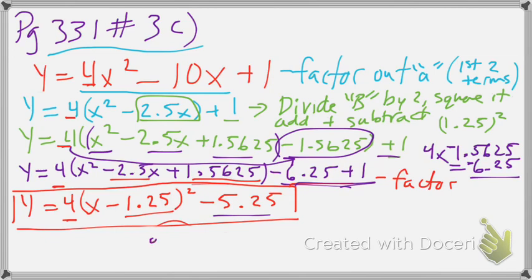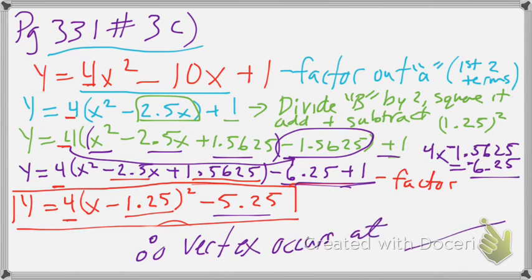Okay, so therefore, vertex occurs at, I got the hand here, so I'm not going to write it there. It's going to be 1.25 and negative 5.25. Alright? Now that just makes it look like a really long 5. I don't want that. One thing to keep in mind, this is negative here, but it's actually positive here. Okay? And I think that's it.